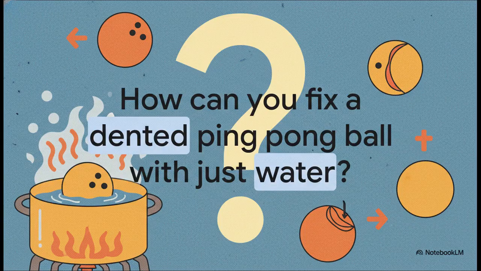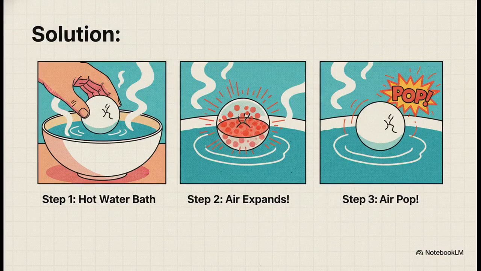Okay, time for a fun little trick. Let's say you're playing ping pong and you accidentally dent the ball. Oh no! But wait, how could you use what we just learned about expansion to fix it? Any ideas? The answer is, just put it in some hot water. It's so simple. The air trapped inside the ping pong ball gets heated by the water, the air particles get more energy, move faster, and expand, pushing the dent out from the inside. Pop! Good as new. This is a perfect example of gas expansion and a great little tip to remember for those practical application questions in your exam.